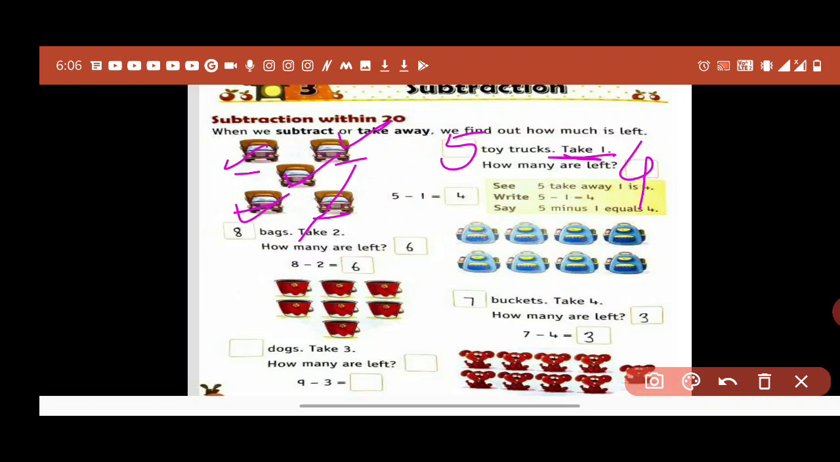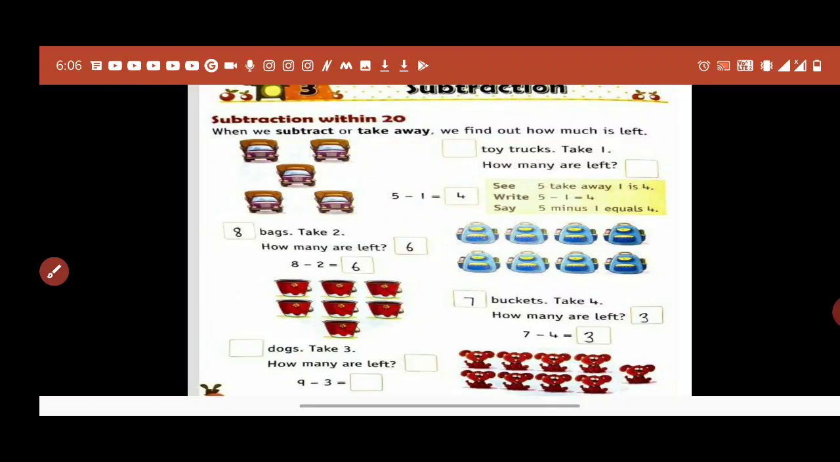Now let's do another question. There are some bags here. Let's count how many bags. 1, 2, 3, 4, 5, 6, 7, 8. 8 bags. Take 2. Now children, you can either do it by cutting the 2 bags or you can do your finger method. You have to start counting after 2 until 8 on your fingers. So let's count 3, 4, 5, 6, 7, 8. How many fingers are up? 6 fingers up. So 6 is the answer. So this is the way you will solve all these questions. Okay, children?